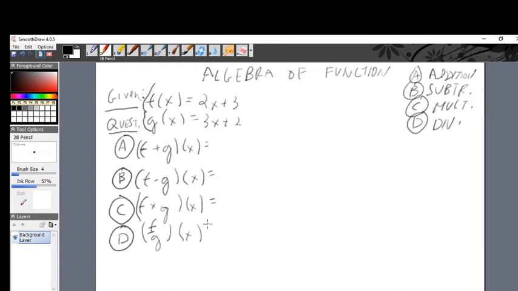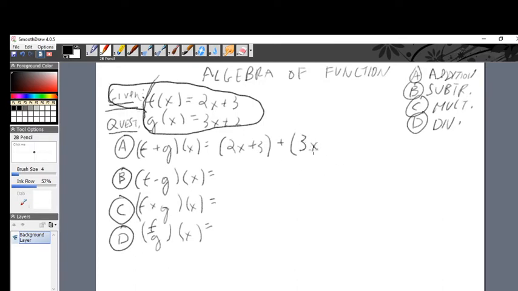Okay, so let's get started. F plus g of x. Take f of x, 2x plus 3, and add g of x, which is right over here. This whole thing is the given. So g of x is 3x plus 2. Add the two together, you get 2x and 3x is 5x, 3 and 2 is 5, and this is the answer.